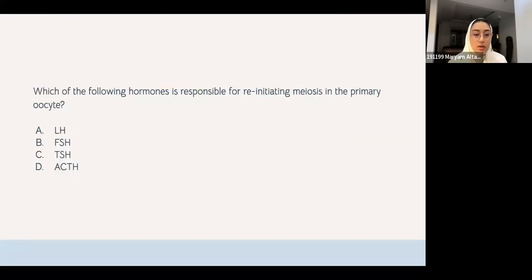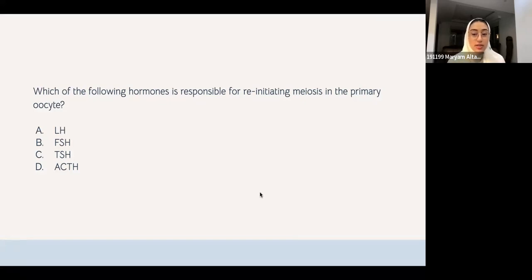Okay. So next question, which of the following hormones is responsible for reinitiating meiosis in the primary oocyte? A, LH, B, FSH, C, TSH, or D, ACTH? What do you guys think? Yep, you guys are right.